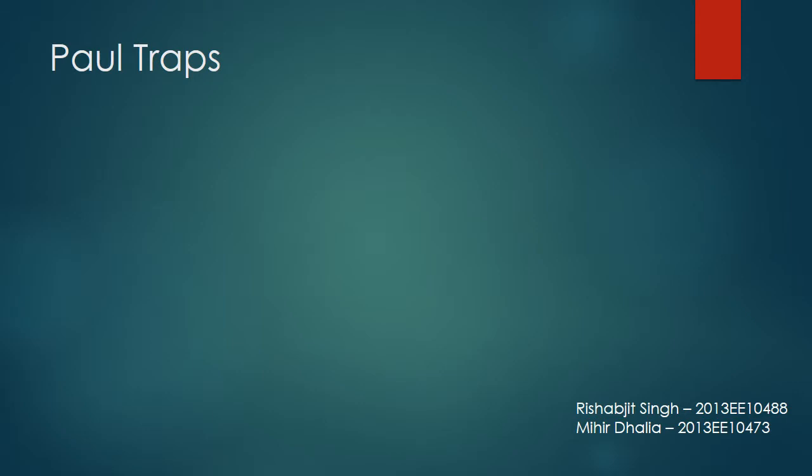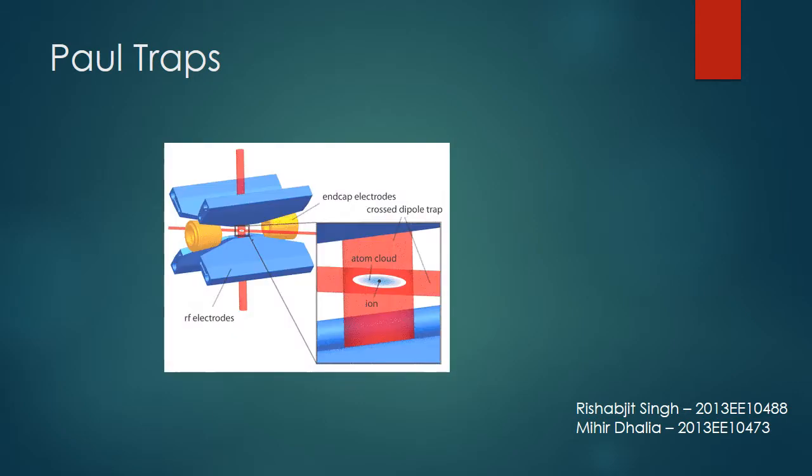The trap consists of two metal electrodes which are in hyperbolic shape with their foci facing each other, and a hyperbolic ring electrode halfway between the other two electrodes. Ions are trapped in the space between these three electrodes by oscillating and static electric fields.